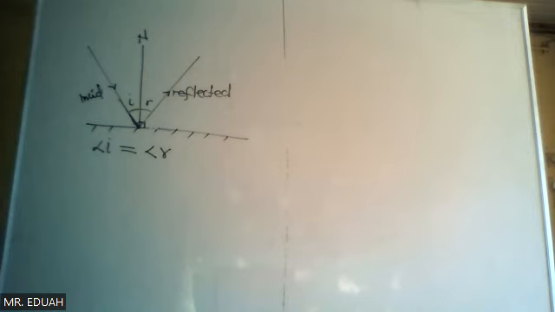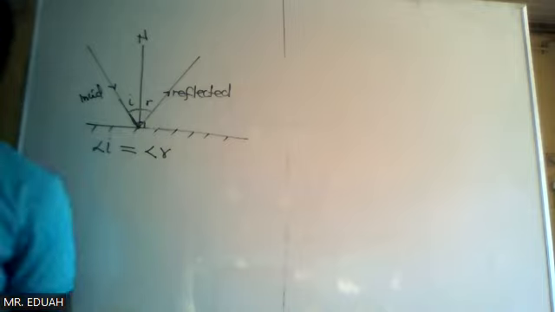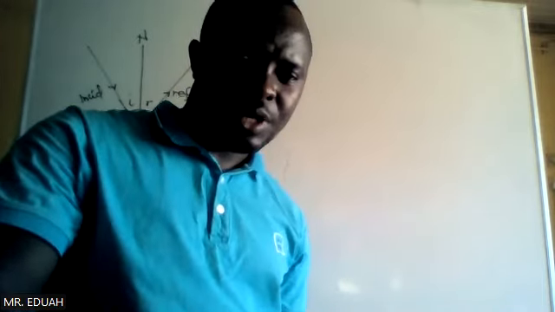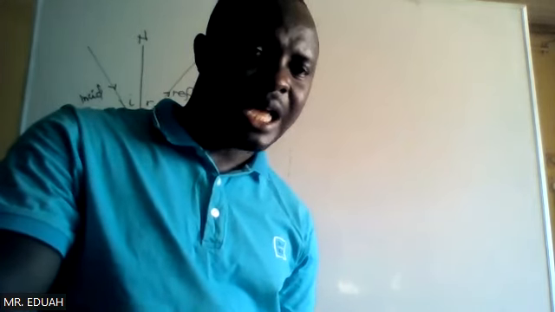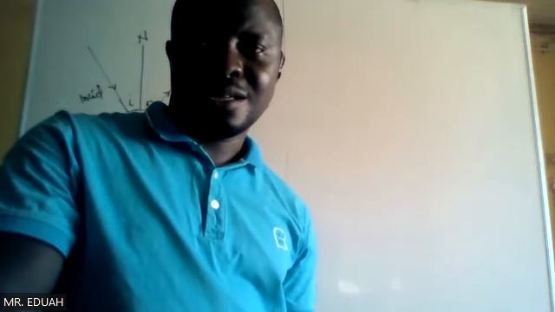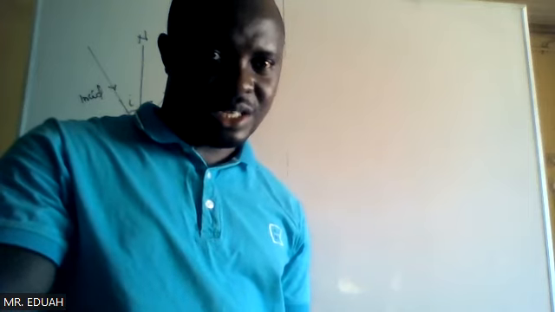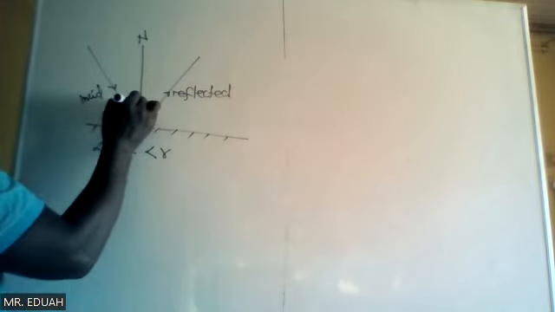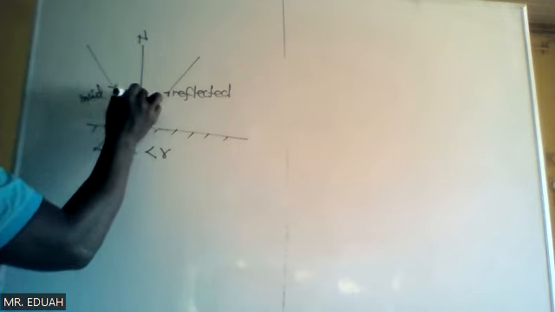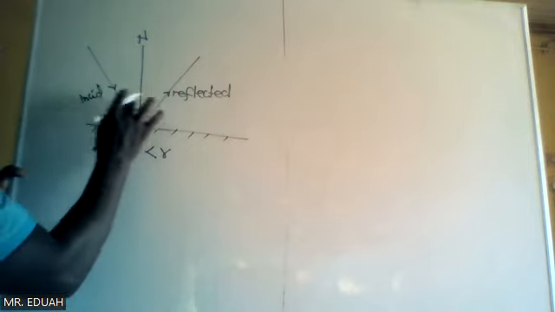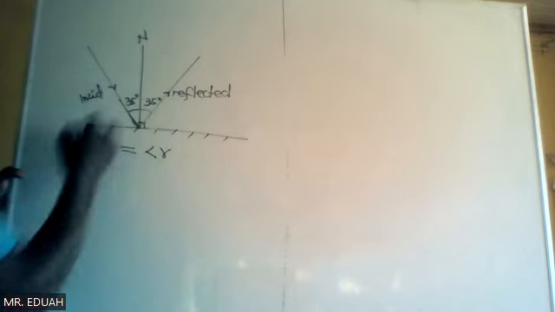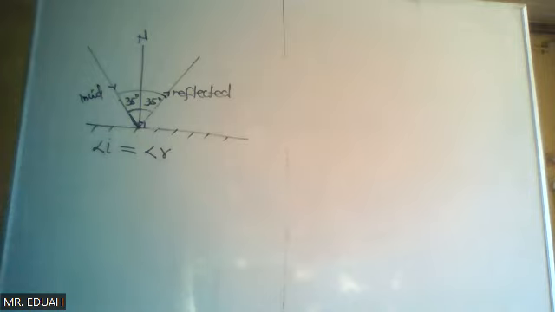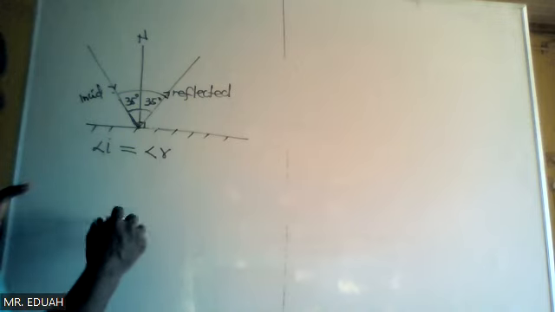You don't need calculation. What's the answer? 70 degrees. It's 70 degrees. If the angle between the incident ray and the normal is 35, and the angle of incidence equals the angle of reflection, then this is also 35. The angle between the incident ray and the reflected ray must be 70 degrees: 35 plus 35, or 2 times 35.